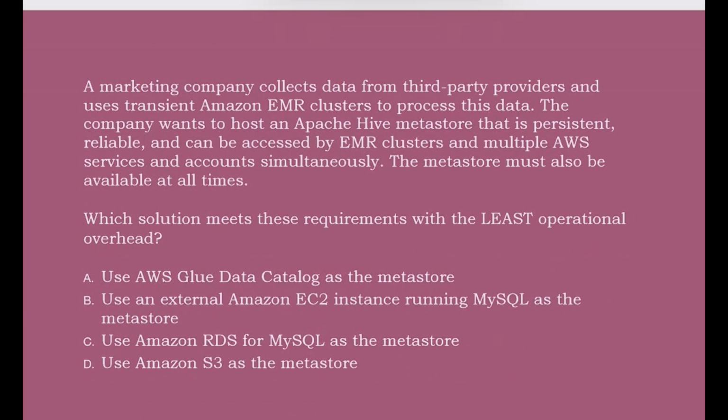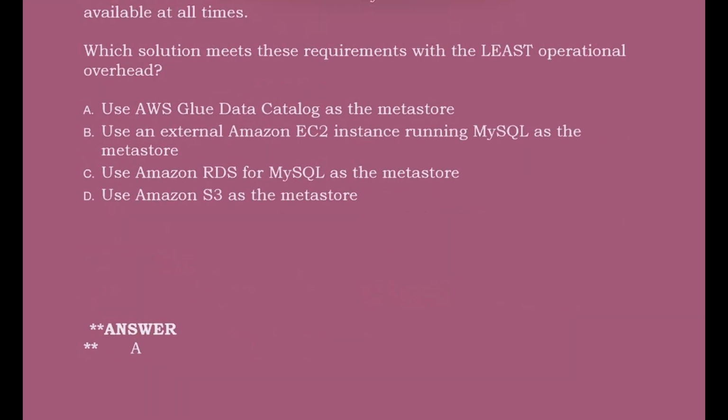Option A, use AWS Glue Data Catalog as the metastore. Option B, use an external Amazon EC2 instance running MySQL as the metastore. Option C, use Amazon RDS for MySQL as the metastore. Option D, use Amazon S3 as the metastore. Correct answer is option A.